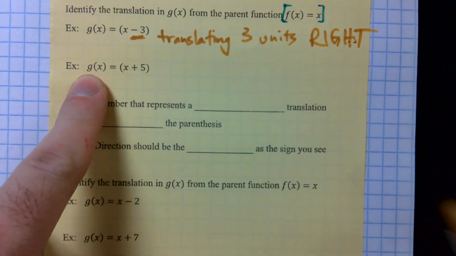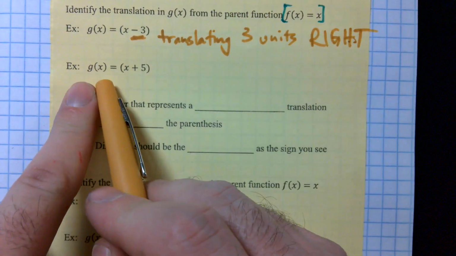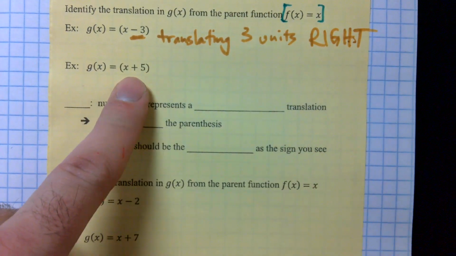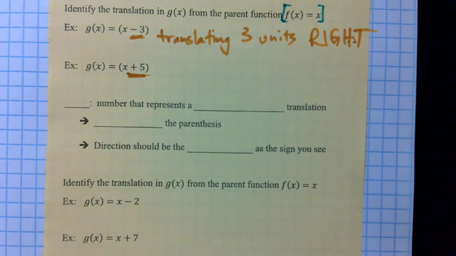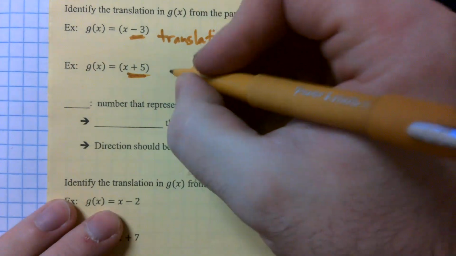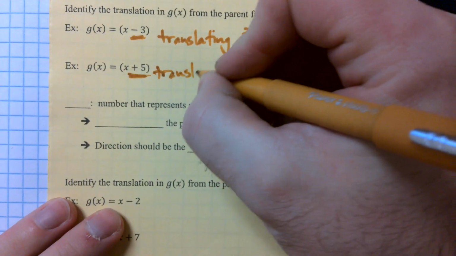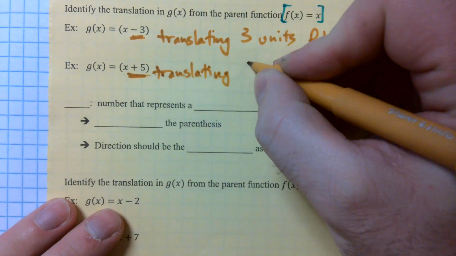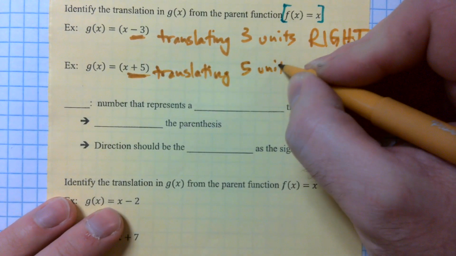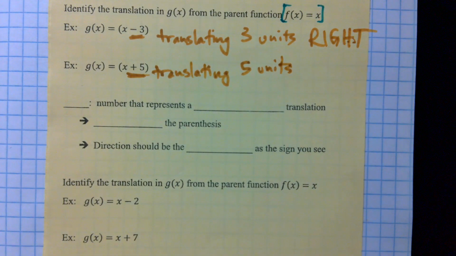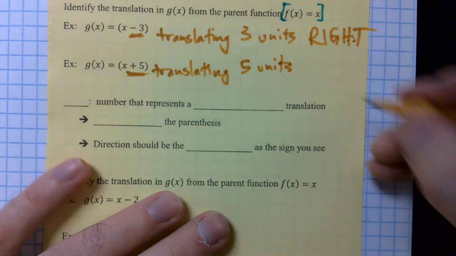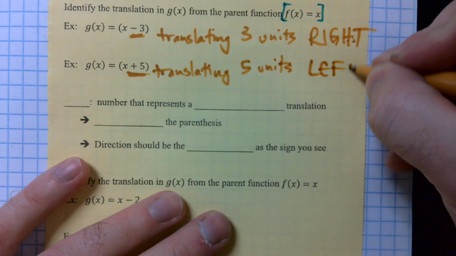So if I now transform f of x into this g of x, the quantity of x plus 5, right? I'm inside the parentheses, so I know I'm translating. I see a 5 in there, so I know I'm going 5 units. What direction would I be translating in this example, though? To the left.